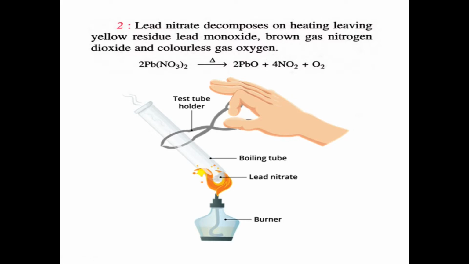So what you can see is that whenever we are heating lead nitrate, we get lead oxide, not potassium iodide, it's lead oxide. So simply, what we get here is lead oxide and a brown color gas, that is nitrogen dioxide, and oxygen. Oxygen has no color, it's a colorless gas.